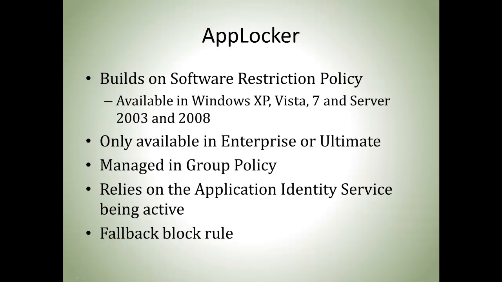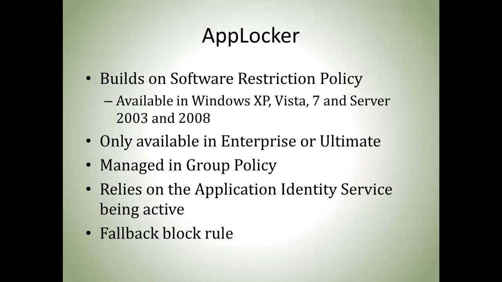The first feature we're going to be discussing is Applocker. Applocker builds on a foundation that software restriction policy created way back in Windows XP and has continued on through Windows 7 and was also supported in Server 2003 and 2008. Applocker is only available in Enterprise or Ultimate editions of Windows 7 currently, and much like software restriction policy, is managed in group policy.